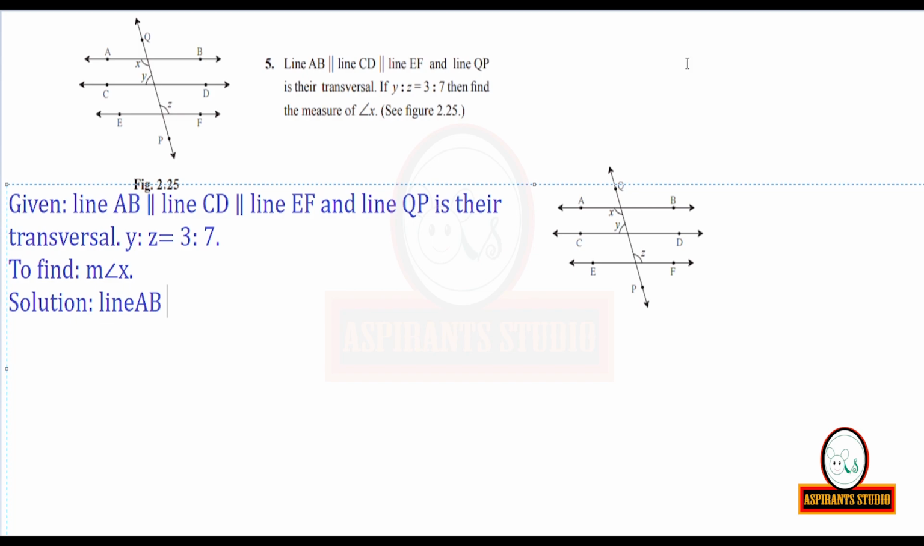You are given line AB is parallel to line CD, is parallel to line EF. From that you can pick up what you want first. Pick up the lines AB and EF. Line AB is parallel to line EF because we are given the first line is parallel to the second line and the second line is parallel to the third line. So the first line will be parallel to the third line. So we can write line AB is parallel to line EF, which is given, and line QP is the transversal.